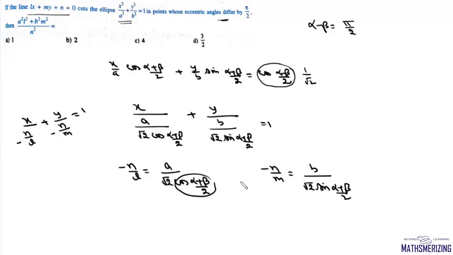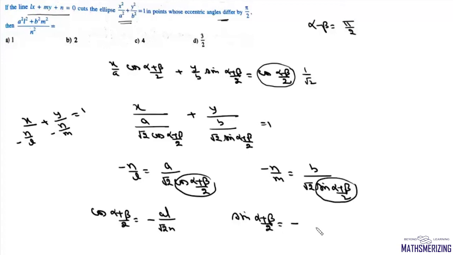Now we'll find cos alpha plus beta by 2 and sin alpha plus beta by 2. So cos alpha plus beta by 2 will be al upon root 2n, and then this minus sign, and in the same way we can write sin alpha plus beta upon 2 will be minus m into b upon root 2n. Now we'll square it and add them.